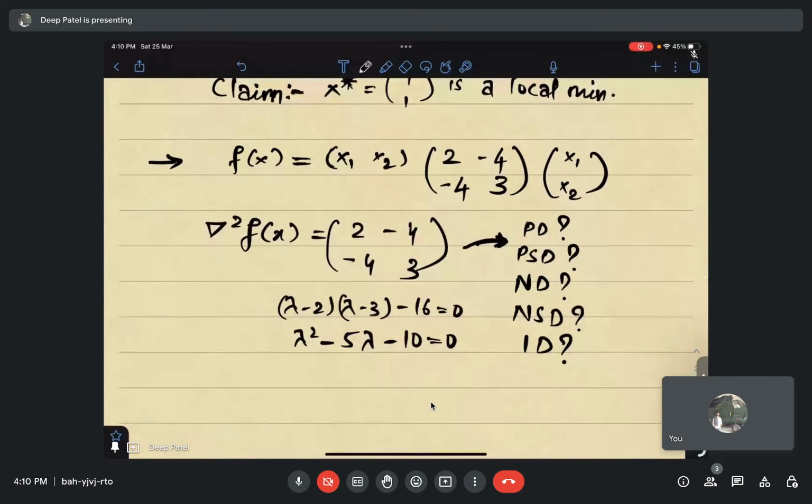Is this one plus 6 minus 16? Yeah, minus 10. So lambda is 2 and 5, right? No, lambda is not 2 and 5. It's not 2 and 5. Okay. But are they positive?